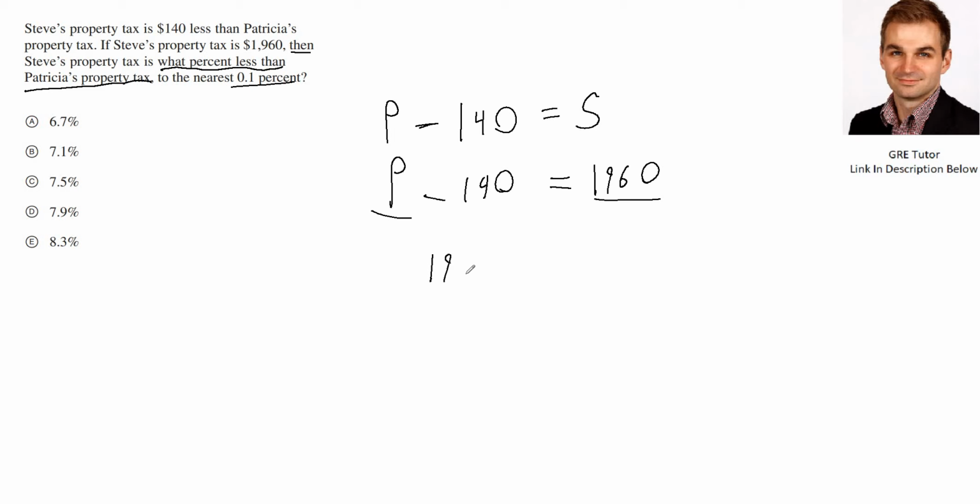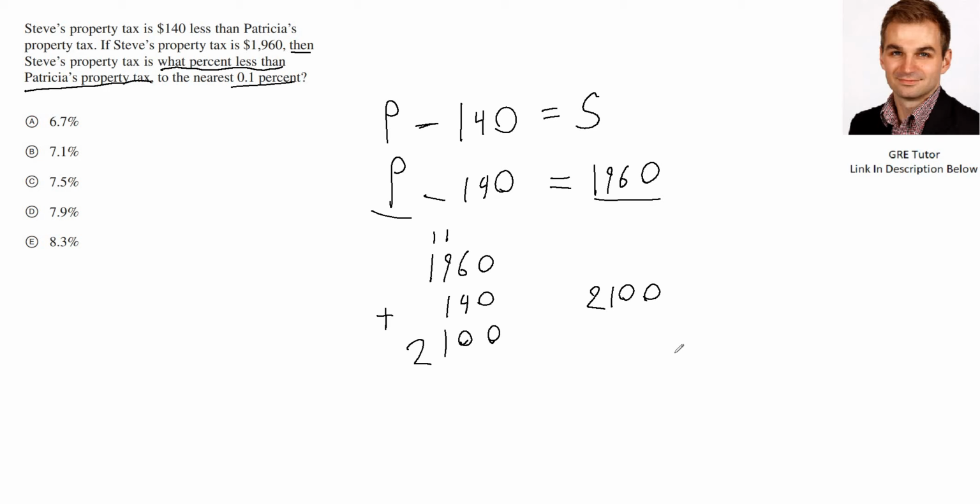So 1,960 plus, we're going to add this to the other side, plus 140 is going to give us 2,100. Alright, so if 2,100, and this is where you can create a ratio. I love doing this. Oh sorry, we want to know what percent less. So let's not do that.